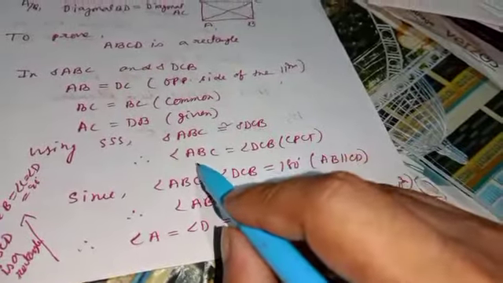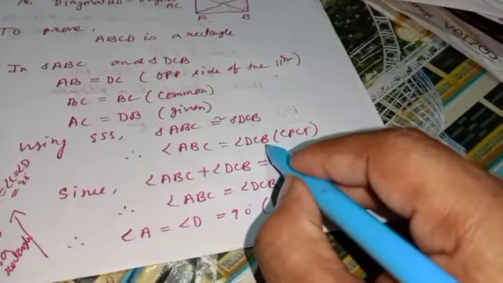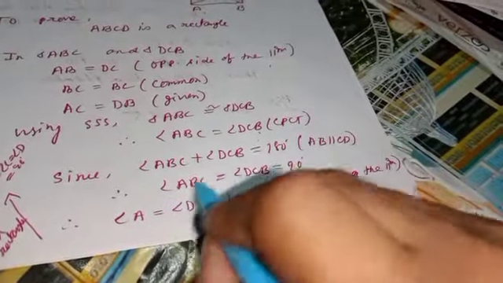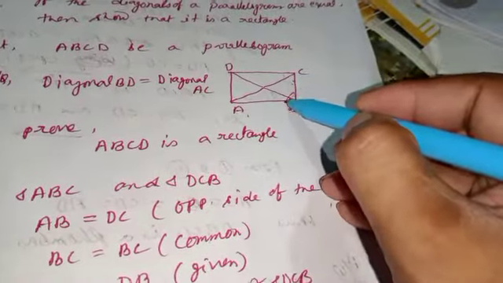And already we got that angle ABC is angle DCB. And the sum of these two angles is what? 180. That means the measure of each angle is 90. Means ABC is equal to DCB is equal to 90. So after getting these angles are 90, we got angle B is 90, angle C is 90.